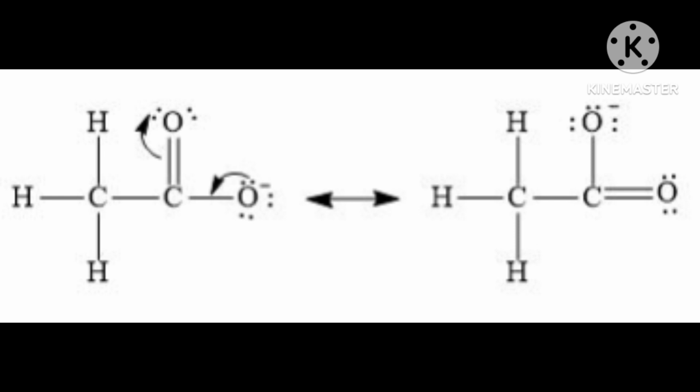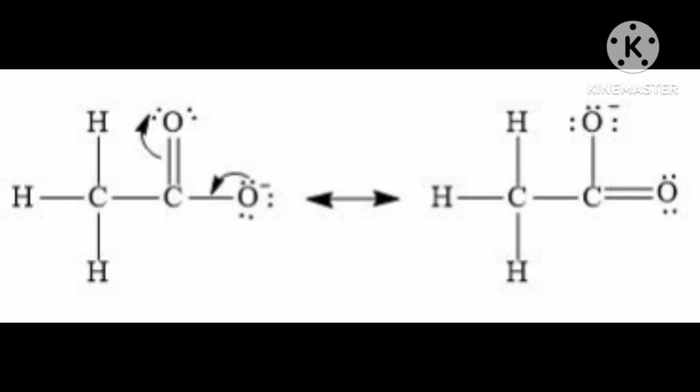And structure 1 was most stable. Why? Because there were more covalent bonds, and each carbon and oxygen atom has an octet. Octet means stable, and there is no separation of opposite charge. There was no opposite charge at all in structure 1, that's why it is most stable. But in the second structure, charge was there, both negative and positive charge.